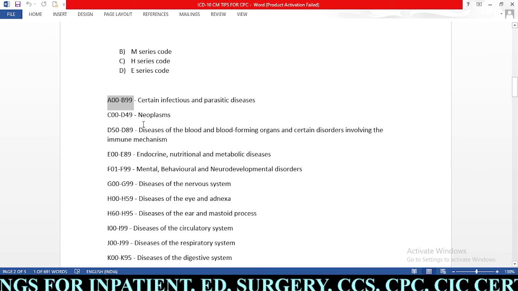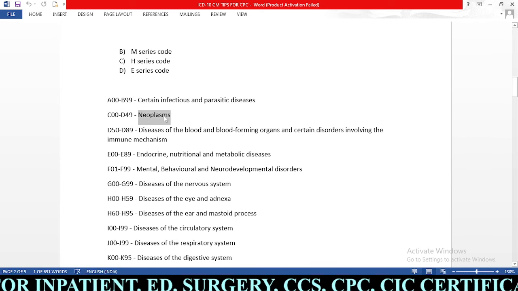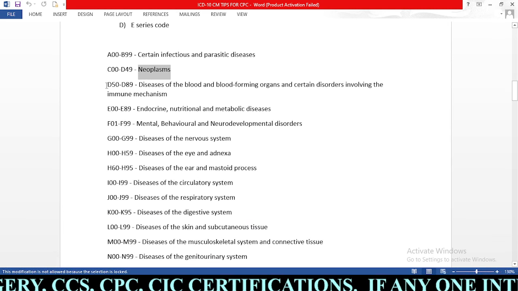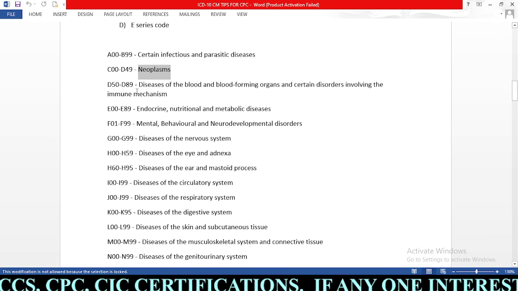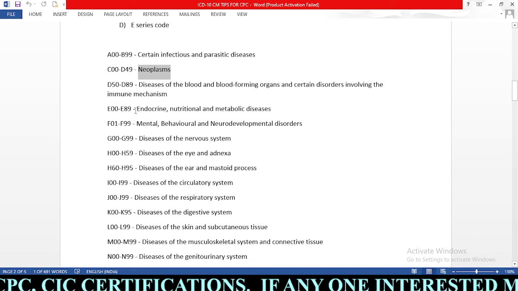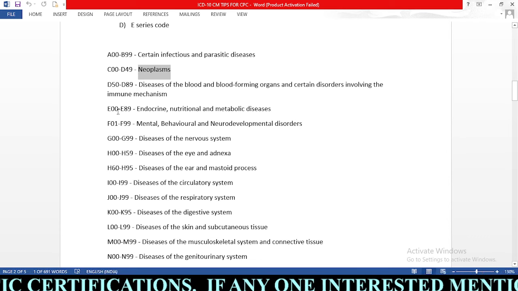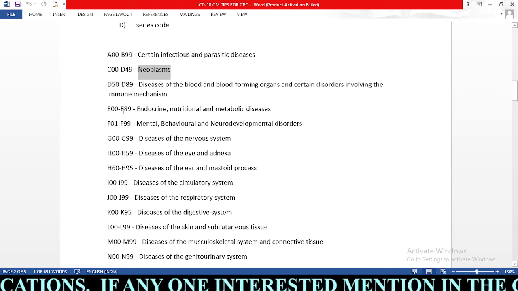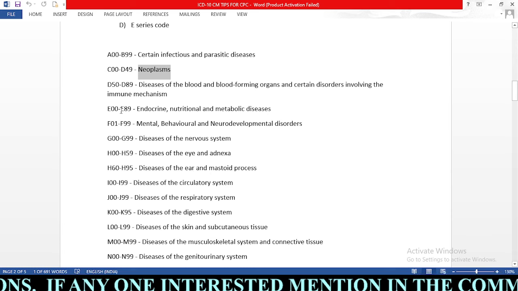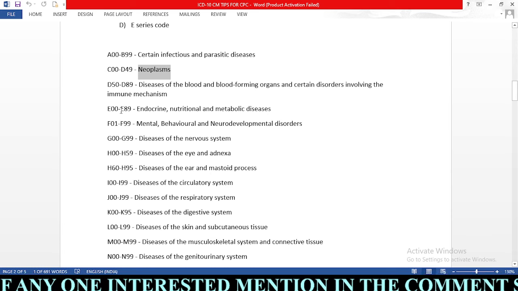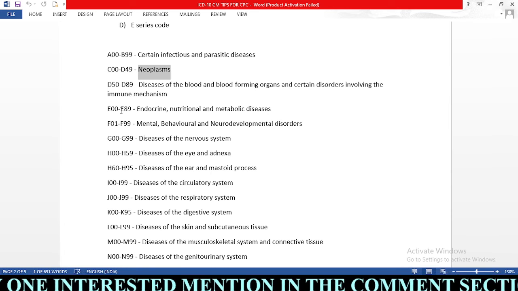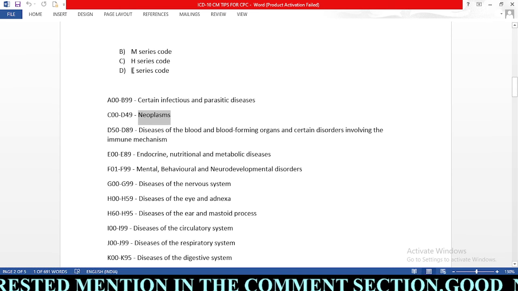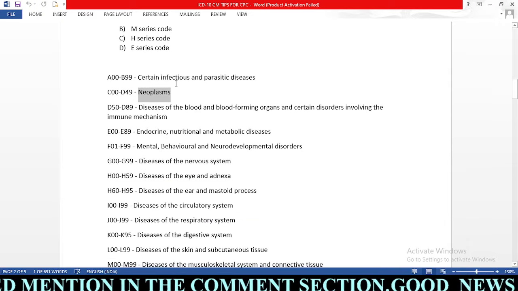So in order to save your time, you need to know the first alphabets for all the chapters. For example, if you take neoplasms, you need to remember C to D codes. For blood also, we will use D series. For example, endocrine, we will use E00 to E89. Hypothyroidism comes under the endocrine system, so you are in a position to identify that directly. You can go to the E series codes, and you will choose the E series code as the answer for hypothyroidism.